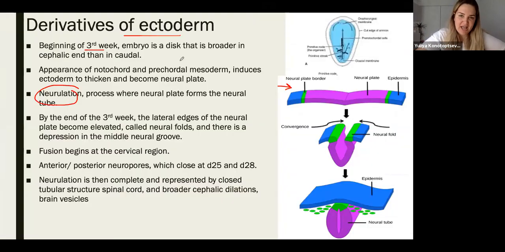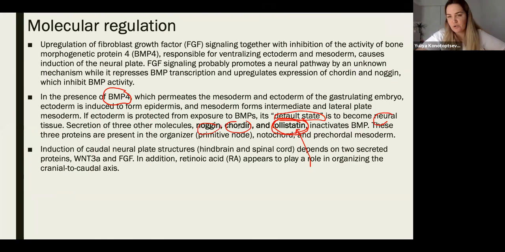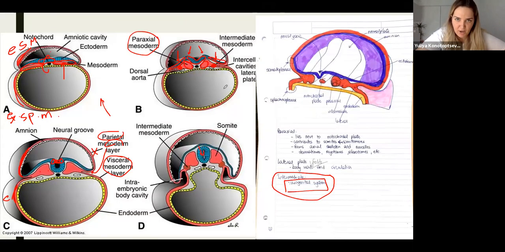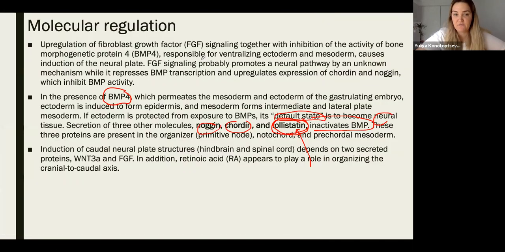So of course, it's natural that noggin, chordin, and follistatin are inactivating BMP4. Okay, so in this little tiny part, even if there is BMP4, noggin, chordin, and follistatin will inactivate it. So just know BMP4 and these three, and know what they do with your ectoderm. That's the most important part.